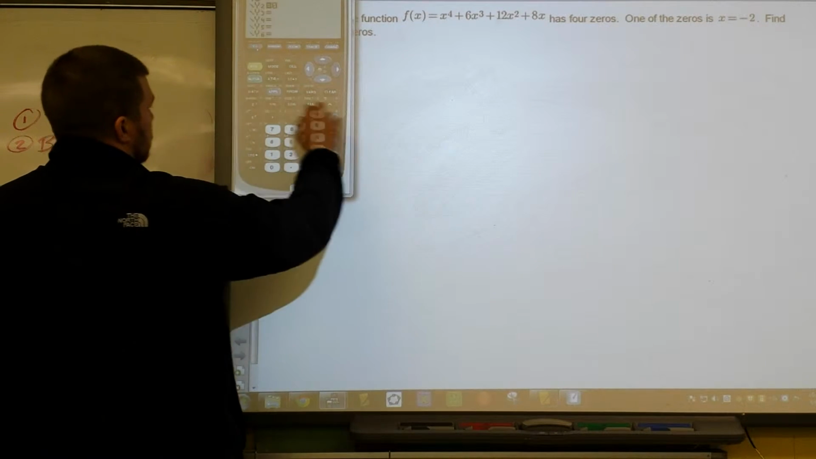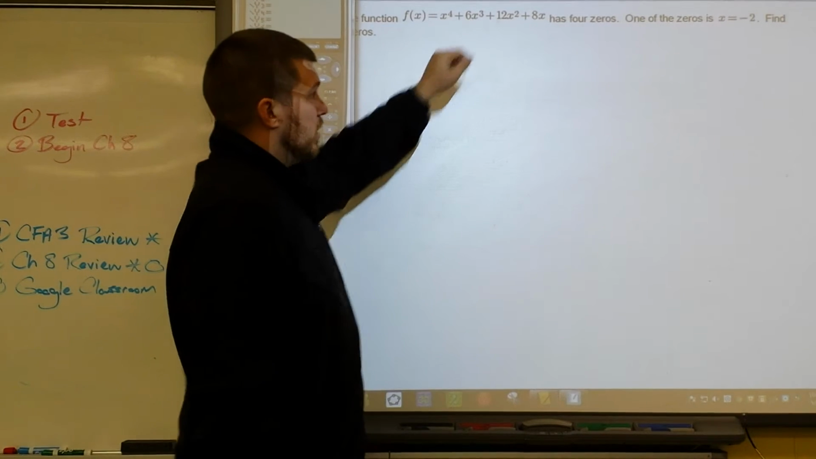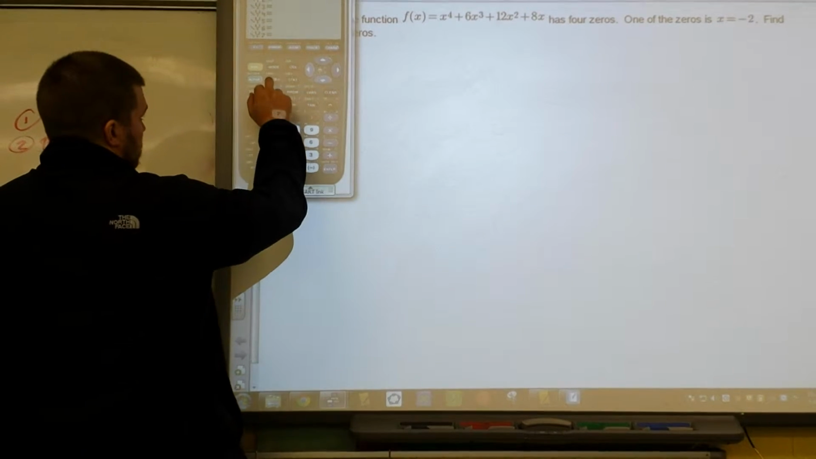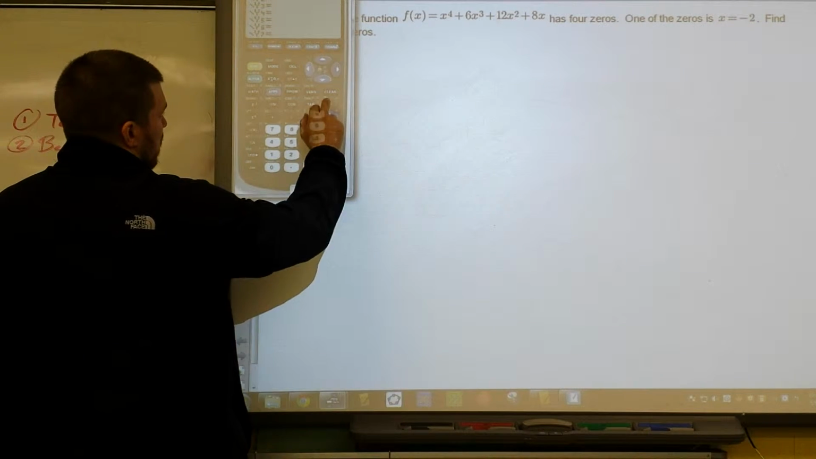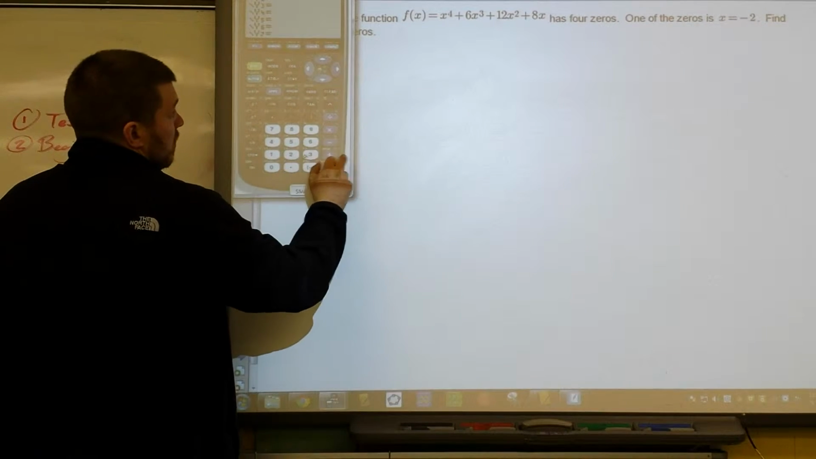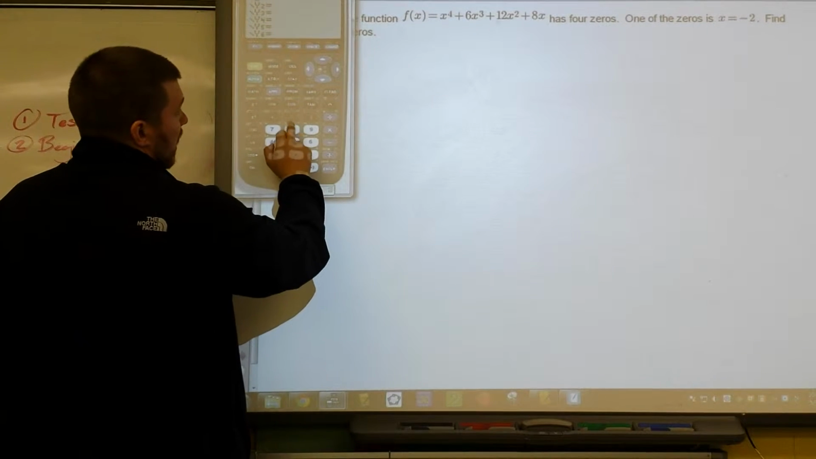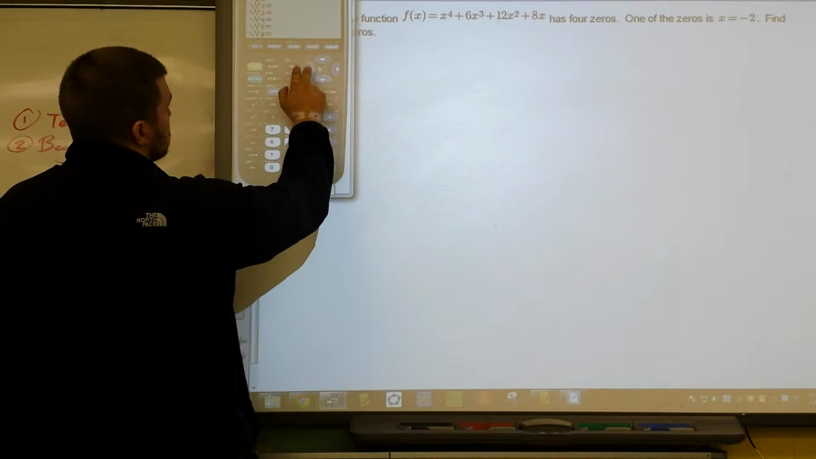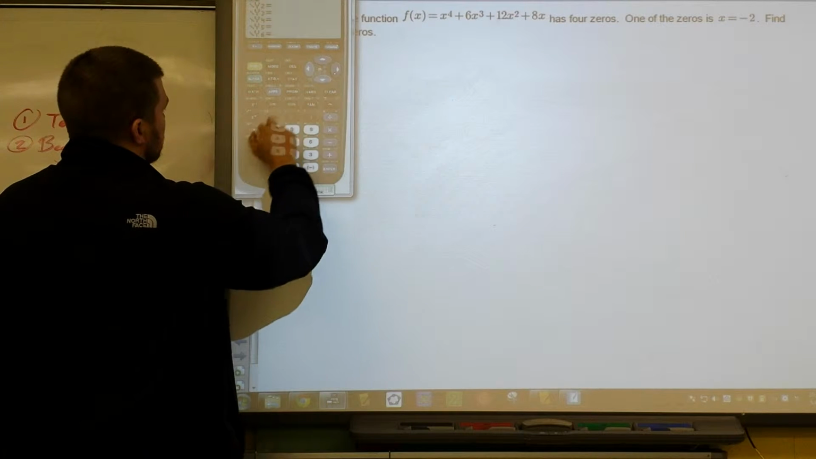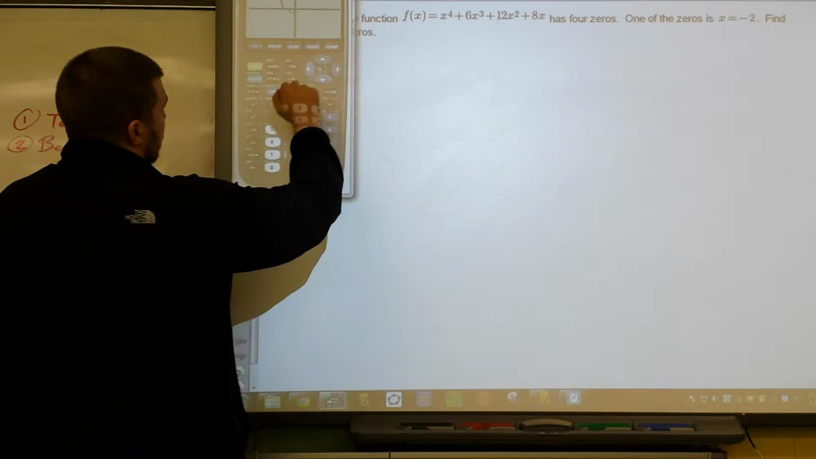So I'm going to go to y equals. This time I only have one thing to put in. I have this polynomial. So everything's just in y1. So x to the 4th plus 6x cubed plus 12x squared, excuse me, 12x squared plus 8x. All right, I want to graph that.